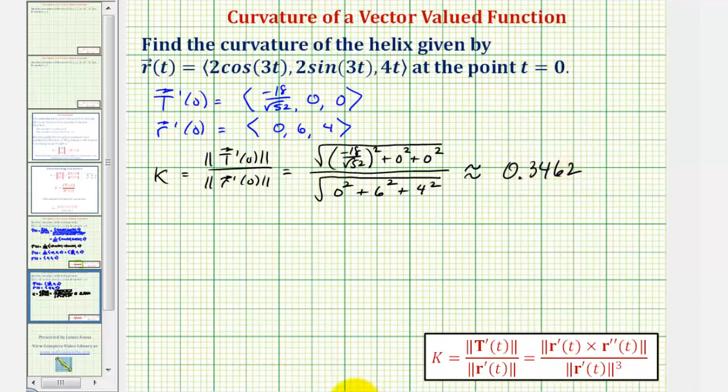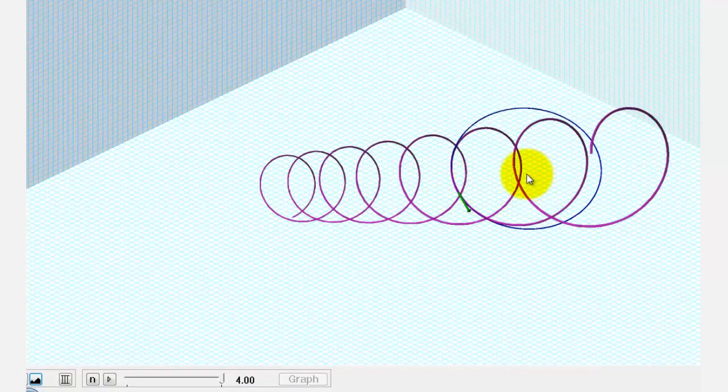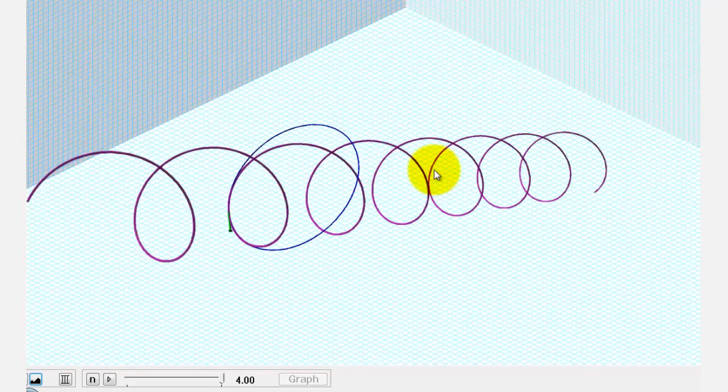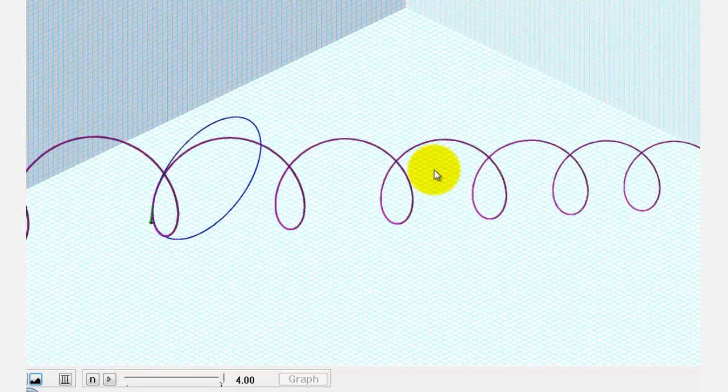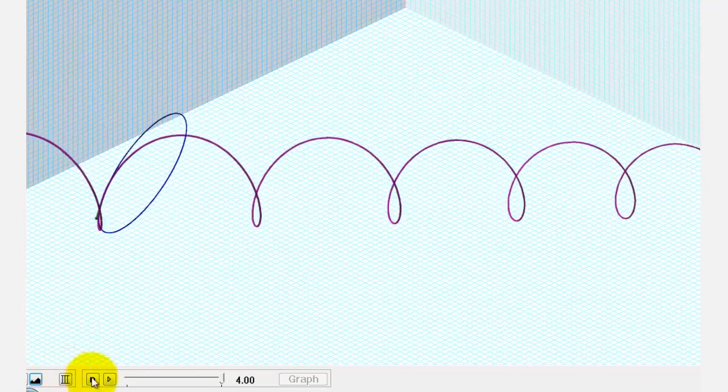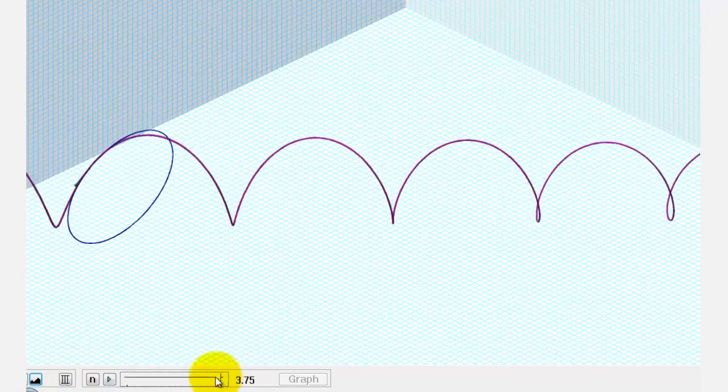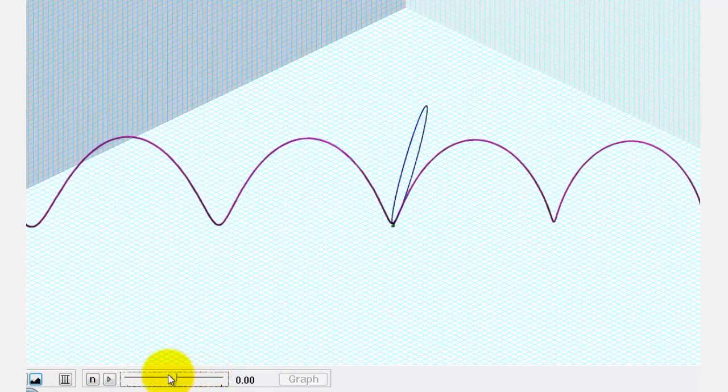Which again, going back to the graph, is equal to the reciprocal of the radius of this circle of curvature, which again does remain constant at any point on this helix.